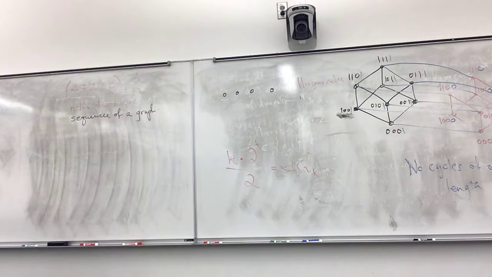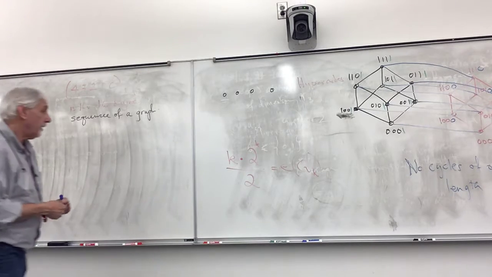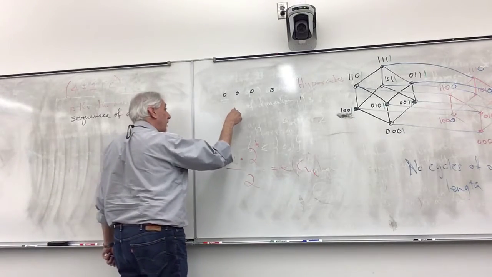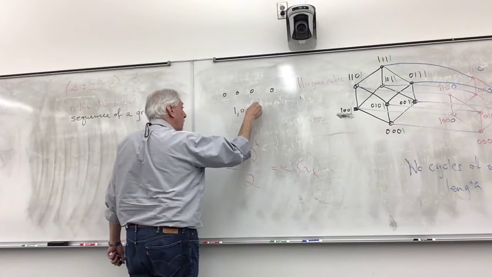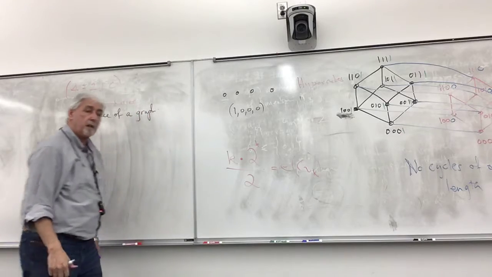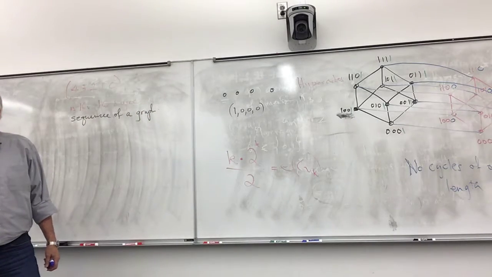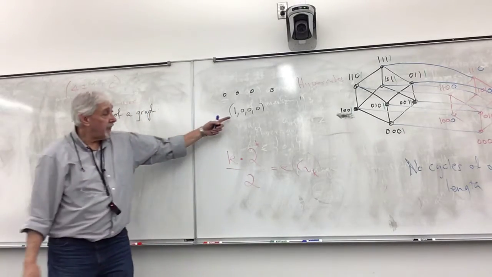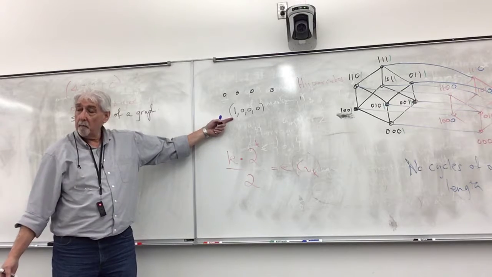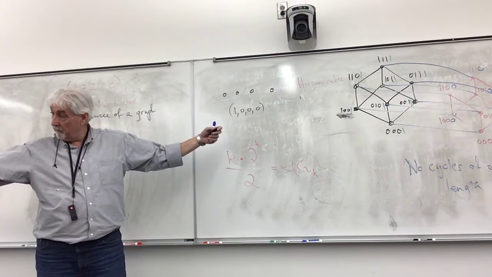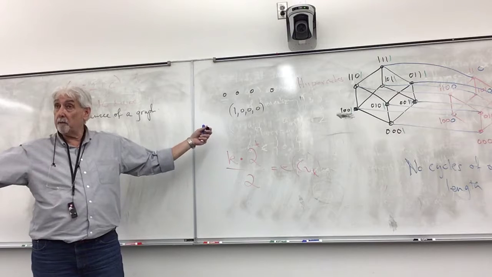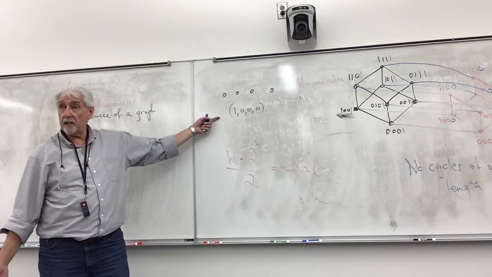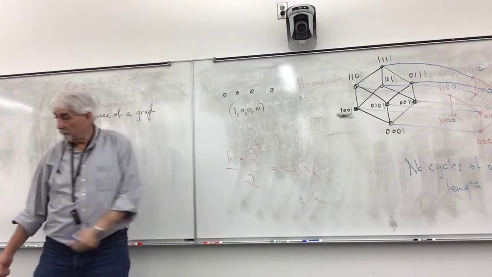We can vote. 2, 1, 0, 0, 0? 1, 0, 0, 0. One more time. What can you tell me about the sum of the degrees? The sum of the degrees here is 1, but I know that the sum of the degrees must be even. Sum of the degrees must always be even. Is this a degree sequence of a graph? No.